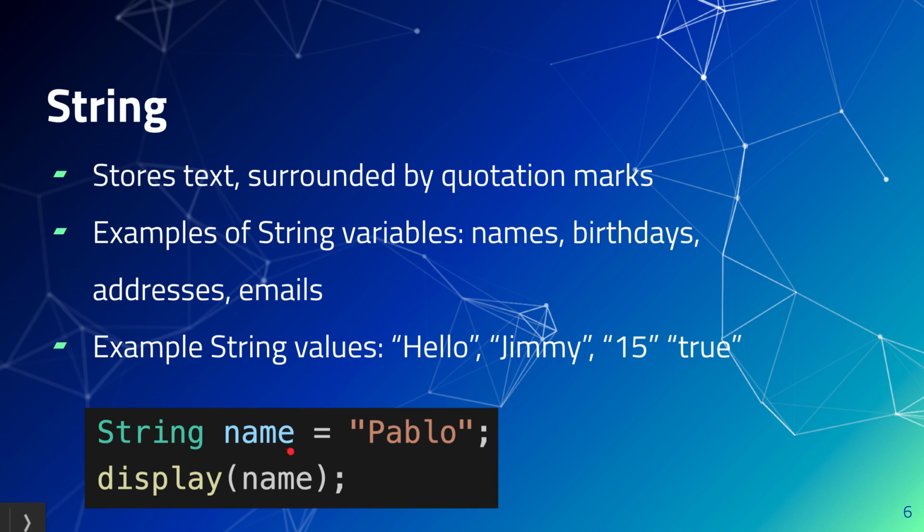So now we have our name and the equal sign, and we have our value, which is Pablo, and it's enclosed in double quotation marks. If you wanted to, you could put a number or something like the word true inside of these quotation marks, and it would still be a string because of these quotation marks. And then we have our semicolon, and now when we display it, the word Pablo will show without the quotation marks.